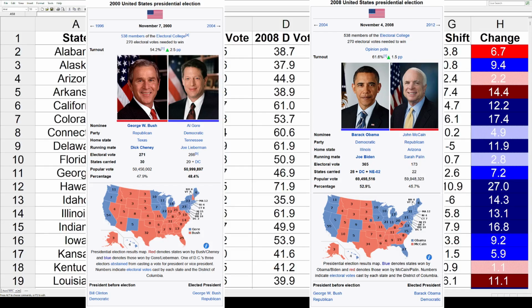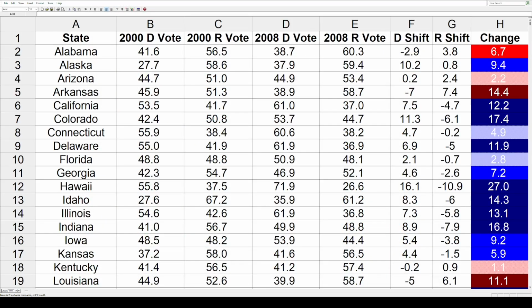He got 20 states plus DC, and he won the popular vote with 48.4%. Now, if we jump ahead 8 years, Barack Obama got 365 electoral votes. He carried 28 states plus DC and Nebraska second, and he won a clear majority of the popular vote with 52.9. John McCain, the Republican, got 173 electoral votes, carried 22 states, and that was worth 45.7% of the popular vote. So 2000 was a very even year. 2008, that was a great one for the Democrats. So there are going to be a lot of blue shifts on here, but let's get back to the spreadsheet.